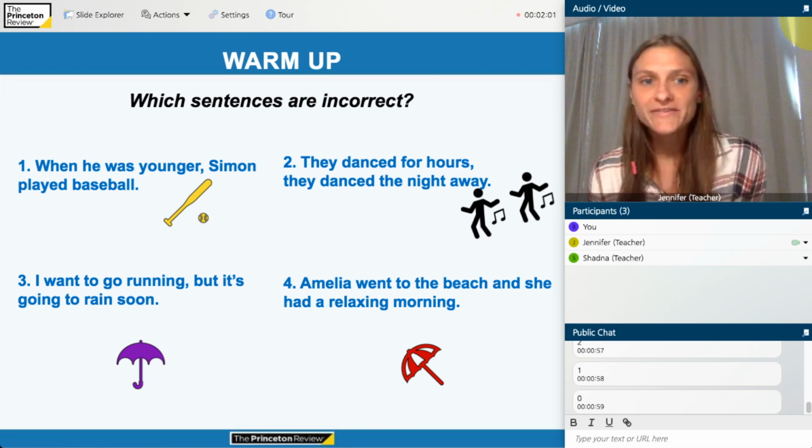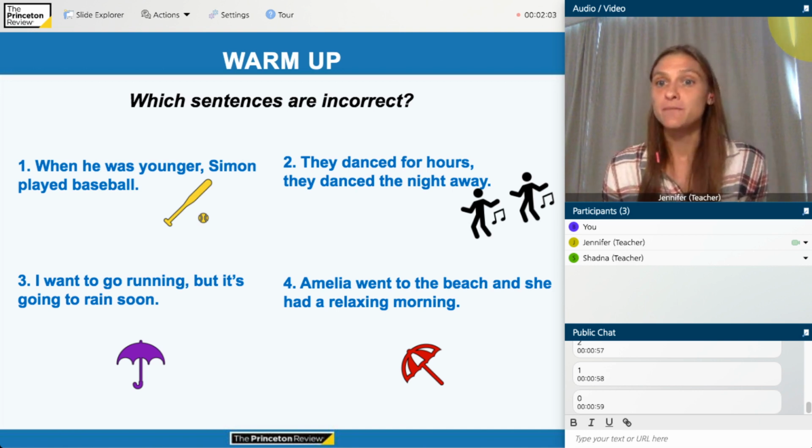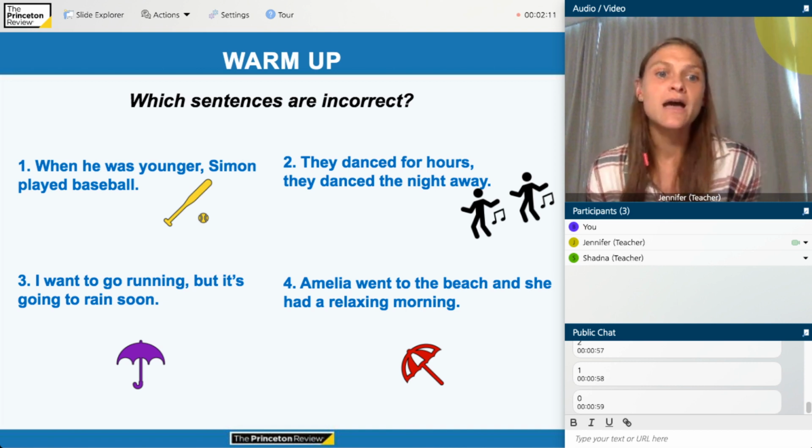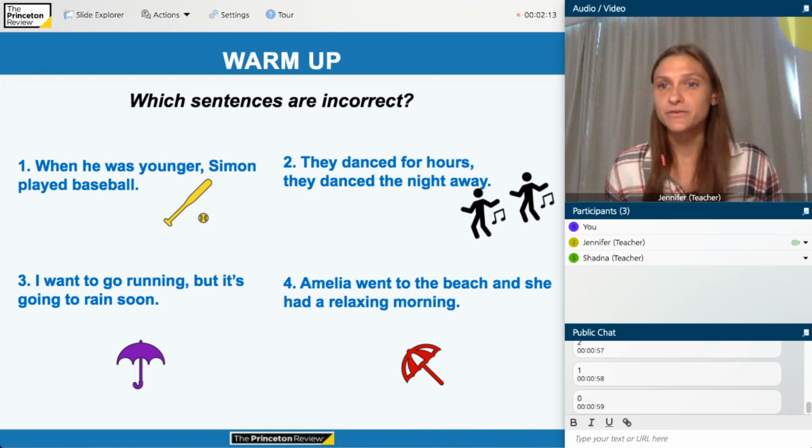So number 1 says, when he was younger, Simon played baseball. Number 2, they danced for hours, they danced the night away. Number 3, I want to go running, but it's going to rain soon. And number 4, Amelia went to the beach and she had a relaxing morning. So mark it, whatever you think is correct versus incorrect, and we will jump into the next slide now.